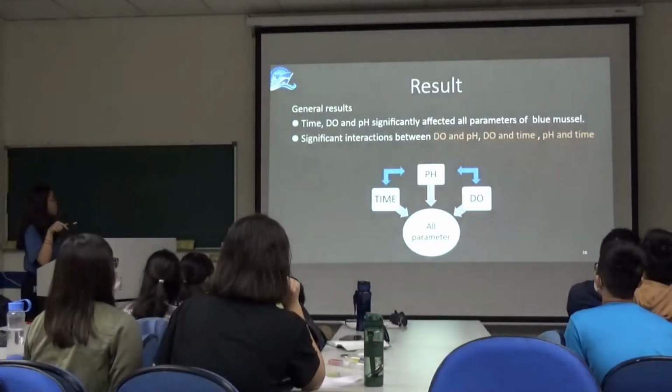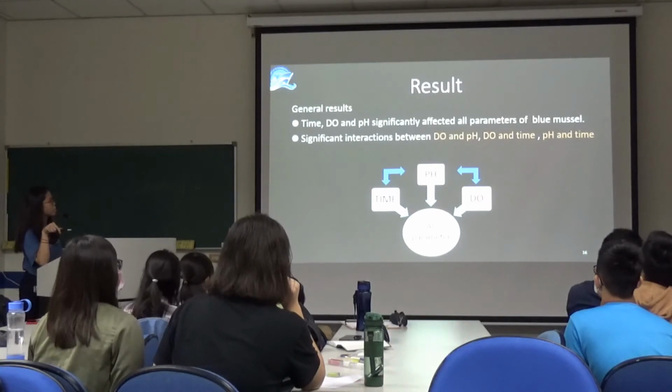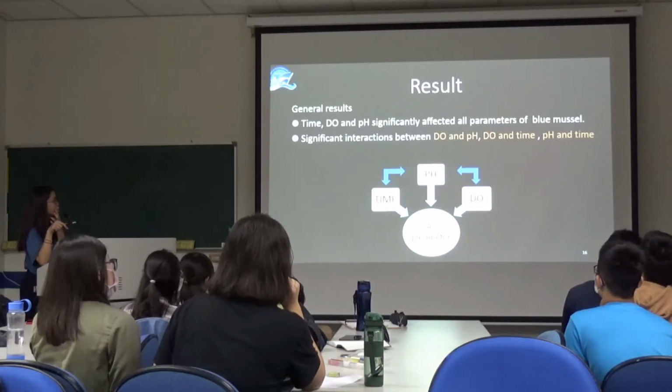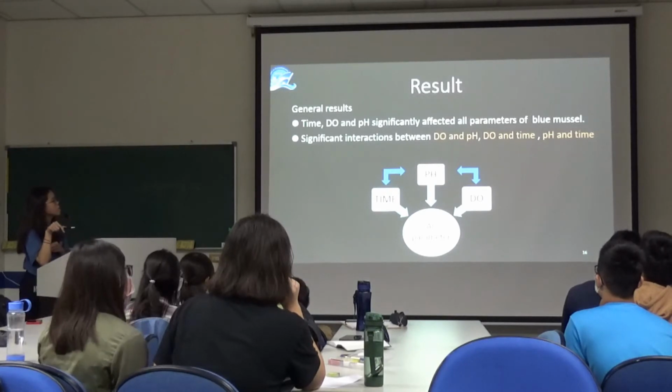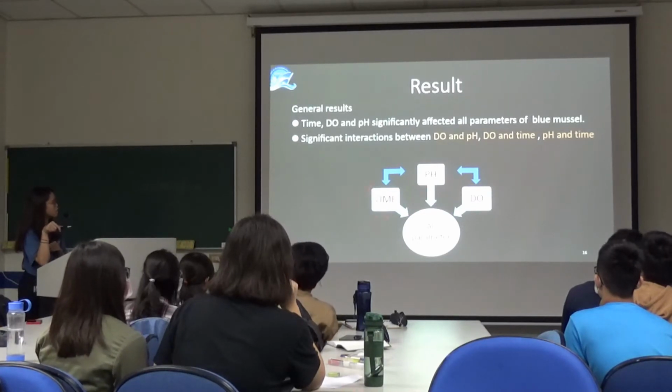And for the general result, we can see that the time, dissolved oxygen and pH significantly affect all parameters of the blue mussel. And there are also significant interactions between dissolved oxygen and pH, between dissolved oxygen and time, and also between pH and time.